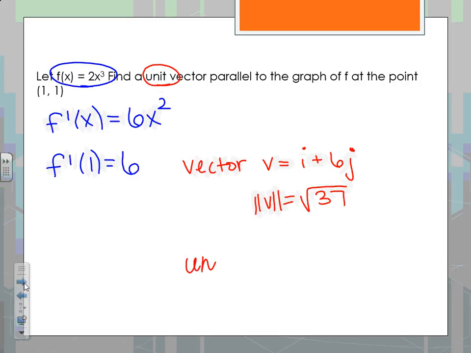So our unit vector parallel to this point would be 1 over radical 37 times that vector. However, that is not the complete answer. Is that the only vector that would be parallel? Because everything else. So that could be plus or minus. It could be going in a positive direction or a negative direction.